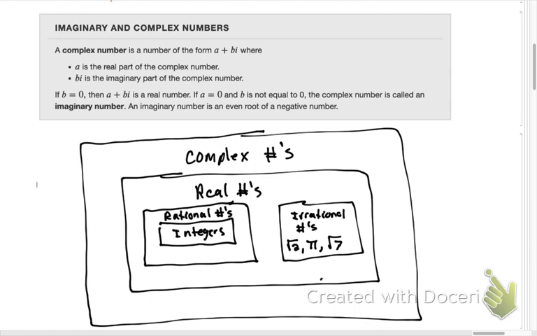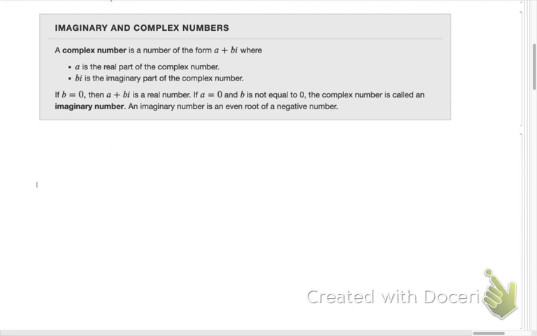Okay, so that's one way to think about this: complex numbers are just an expansion of the real numbers into a larger set of values. Now, a complex number is any number that can be written in the form a plus bi. And we'll talk about this later, but the number i turns out to be the square root of -1.